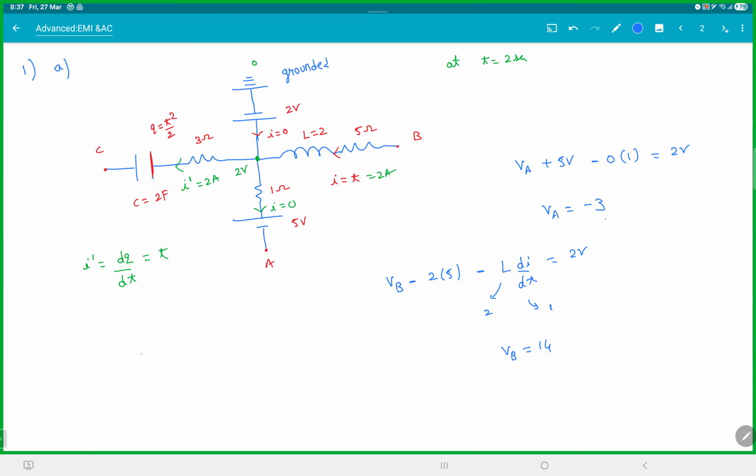Then go from C, VC. You're going from the negative to the positive plate. Remember, if that is plus Q, then this is minus Q, so that will be plus Q by C. You're going opposite to the current, so plus I dash into 3 is equal to 2 volt. At t equal to 2 seconds, charge will be 2 coulombs. So VC plus 2 by 2 plus I dash, which is 2 into 3, 6, is equal to 2. So that would be 7 minus 5. Clear with this? Any doubts on this?